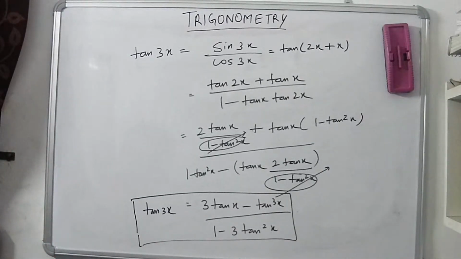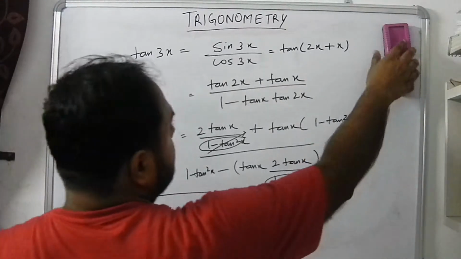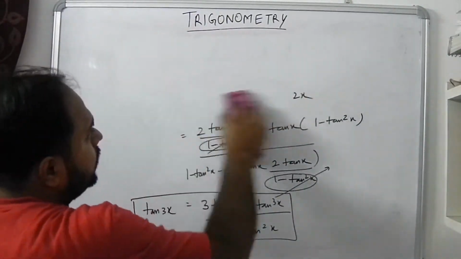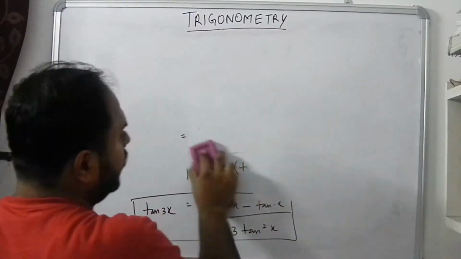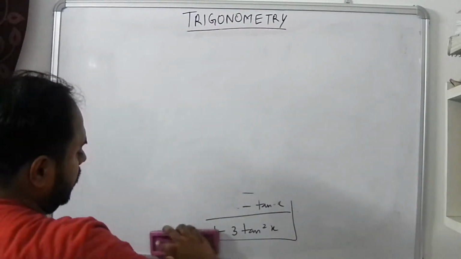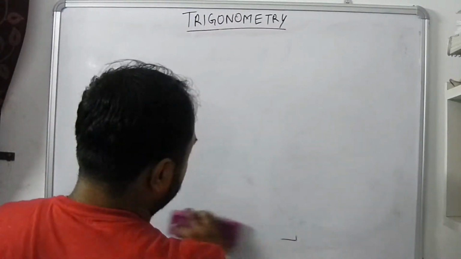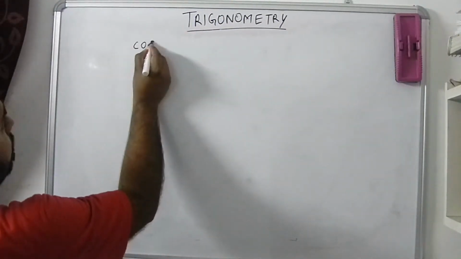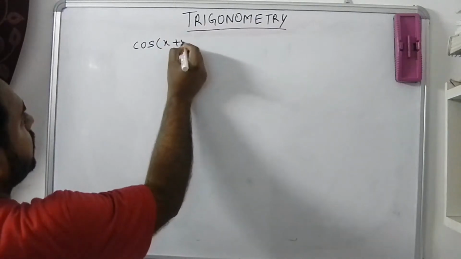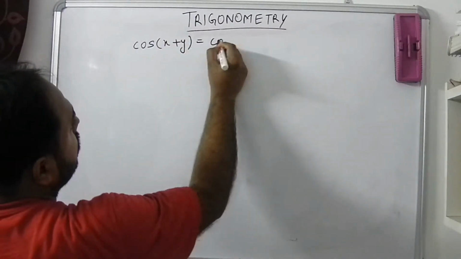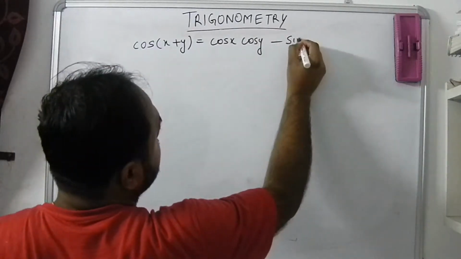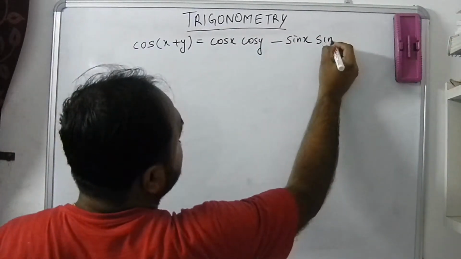So we can remember this. Essentially what we have done is we have covered all the ratios, like tan 2x, tan 3x, sin 3x, sin 2x, cos 2x, cos 3x. Now we can expand any sort of function that we have. So we had cos of x plus y, which is cos x cos y minus sin x sin y, right?